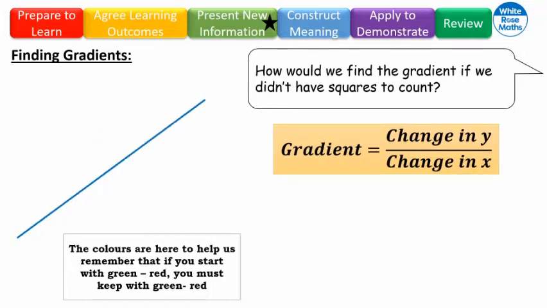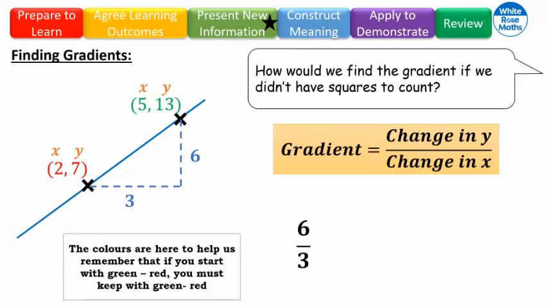Let's have a look at another example. Here we have the coordinates 5, 13 and 2, 7. So we can do 5 minus 2 to give us 3. And we can do 13 minus 7 to give us 6. We need to make sure that the change in y is over the change in x. So 6 over 3, which equals 2.